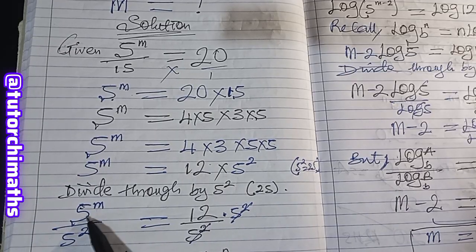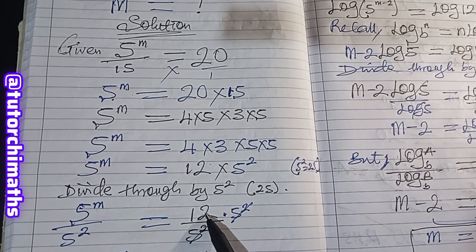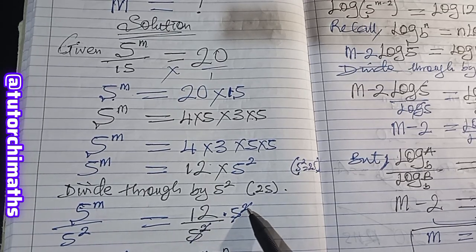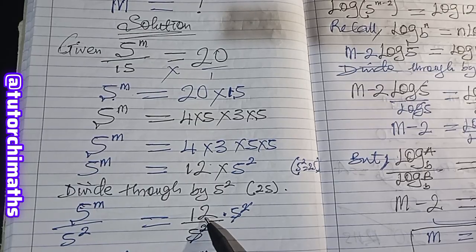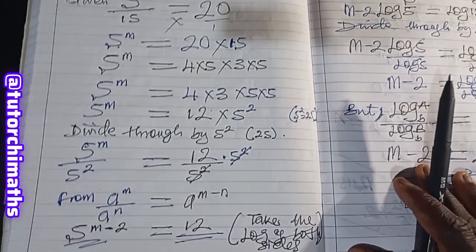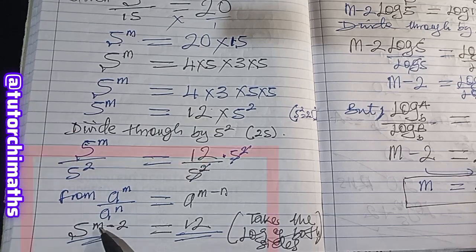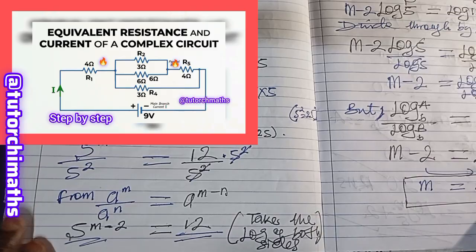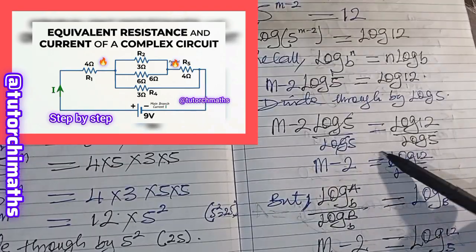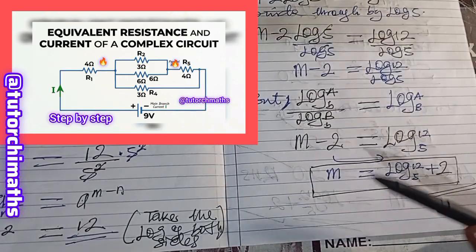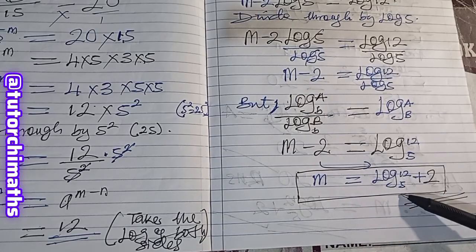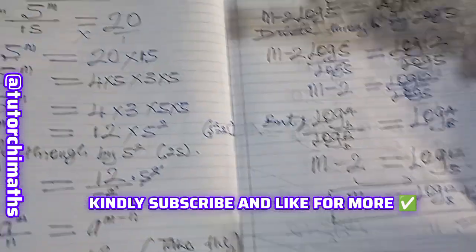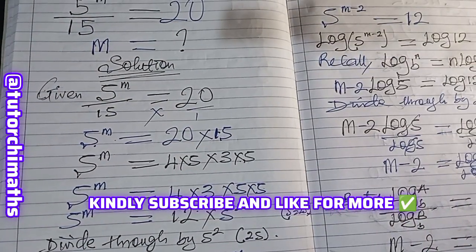We now have 5 raised to power m divided by 5 raised to power 2 equals 12 multiplied by 5 raised to power 2, divided by 5 raised to power 2. So these two can go, remaining 12. When you apply this division rule, you have 5 raised to power m minus 2 equals 12. So for you to solve for m here, you have to take the logarithm of both sides. After that, and applying some laws of logarithm, you notice that m is equal to log 12 base 5 plus 2. Then check and still ascertain that m is equal to log 12 base 5 plus 2.